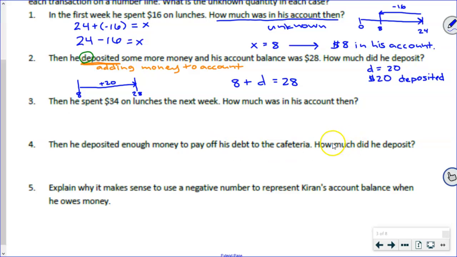Then he spent $34 on lunches the next week. How much was in his account then? What would I do here? What's that equation going to look like? Good, 28, because he deposited 20 and now is at 28. Great connection. 28 plus a negative 34 or 28 minus 34. And making it an equation, this is going to be equal to, go ahead, choose a variable.